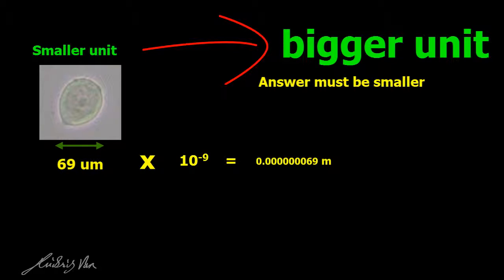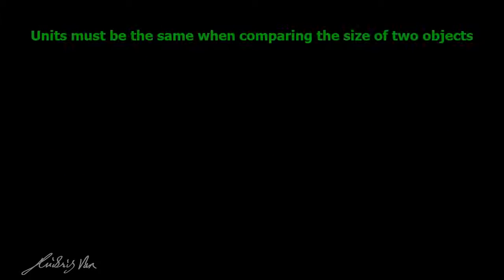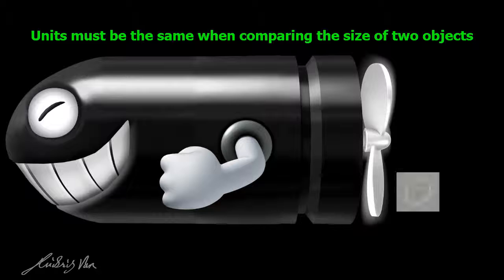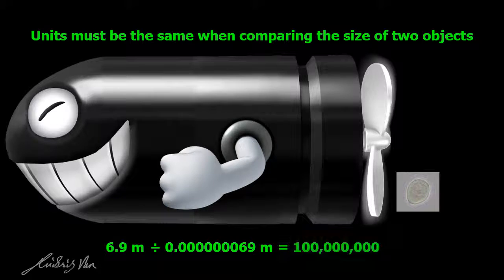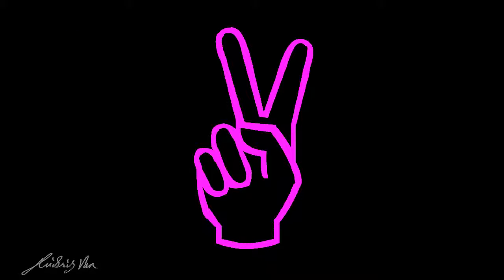Finally, if you need to find how many times bigger is one object when compared to the other, make sure that they are the same unit before you do the comparison. For example, if you want to find how many times larger is a torpedo when compared to a breast cancer cell, what we need to do is to take 6.9 divided by the 0.00069, and we will get 100,000,000 times.